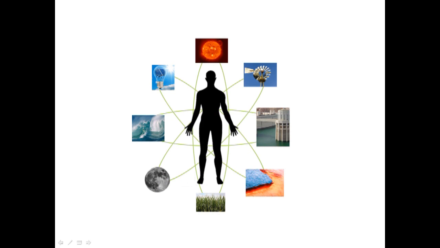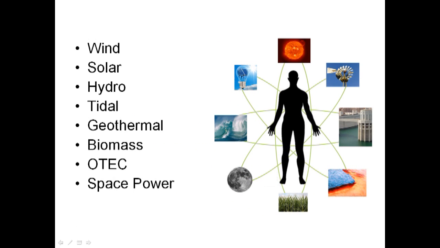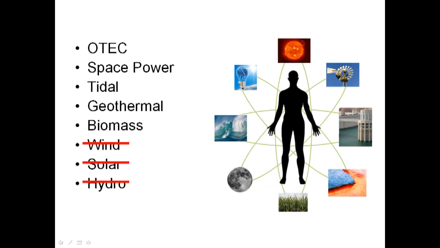There are 8 types of renewable energy that exist. What's most interesting is that they're all very distinct and have extreme amounts of subtlety to them. The list is simple: wind, solar, hydro, tidal, geothermal, biomass, OTEC, and space power. Now, you've probably heard of wind, solar, and hydro, so let's just skip those for now and rearrange the list.